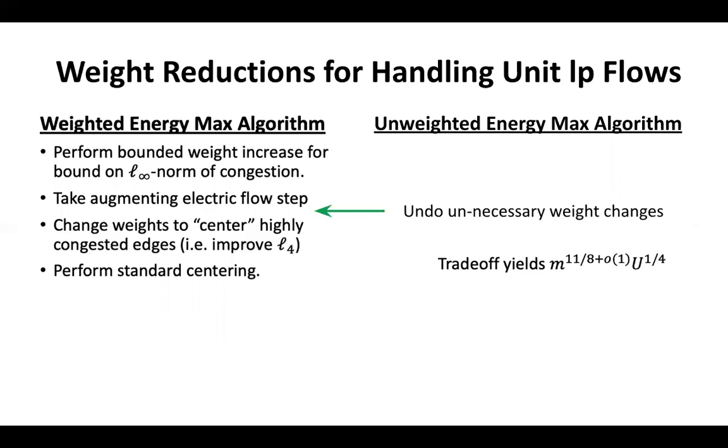Finally, there's one little piece where we have to deal with the fact that we set the cost matrix C to identity, and this induces some unnecessary weight changes, which we have to undo in the middle of the algorithm. And tying everything up, you get an m to the 11/8 runtime.